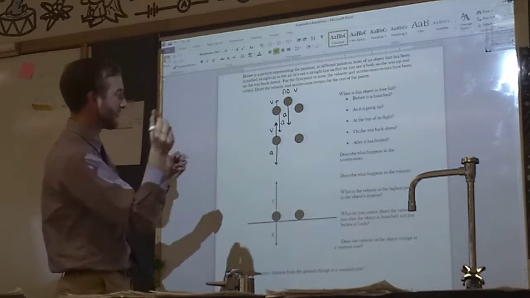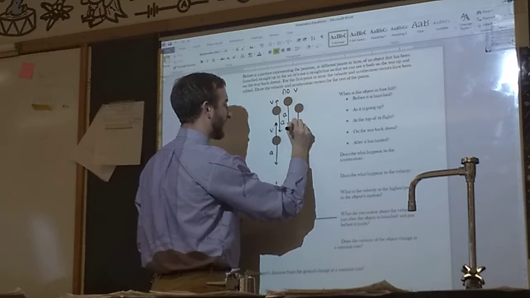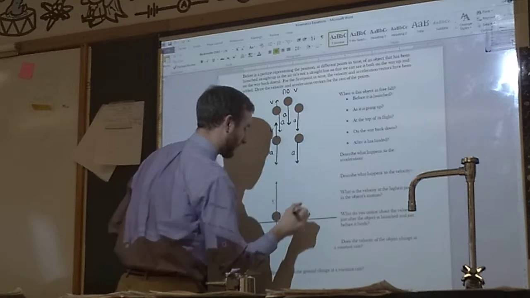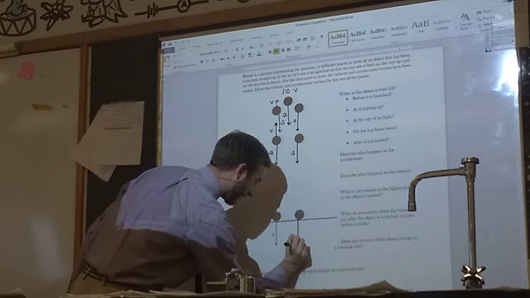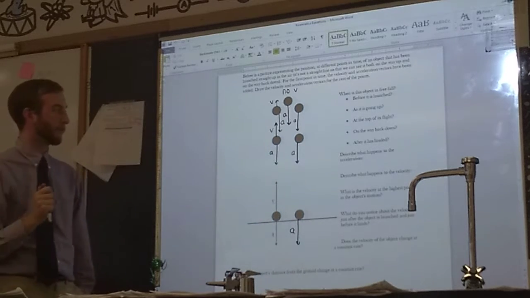On the way back down, let's get this out of the way. Let's fill in our acceleration since we know by now that that is not going to change. The acceleration is going to be the same throughout. And here it is right before it hits the ground. I know it looks like it's touching, but trust me, this is right before it hits the ground.